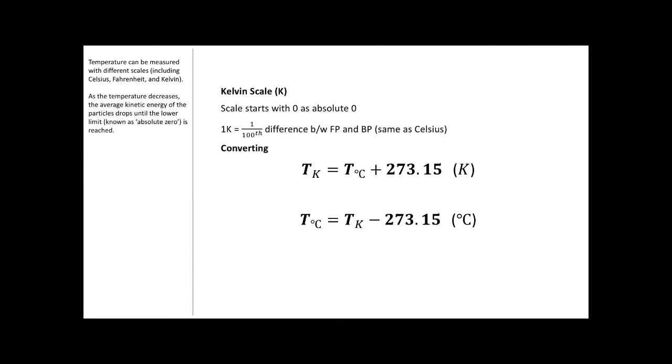The Kelvin scale uses absolute 0 as its 0 term, so it starts at absolute 0. And 1 Kelvin is similar to Celsius in that it's 1/100th of the difference between the freezing point and boiling point of water. So converting between Kelvin and Celsius is pretty straightforward. If you're going from Celsius to Kelvin, you just have to add 273.15 degrees. If you're going from Kelvin to Celsius, you just have to minus 273.15 degrees. If you want to convert from Fahrenheit to Kelvin, you first have to convert to Celsius, and then you can convert to Kelvin.